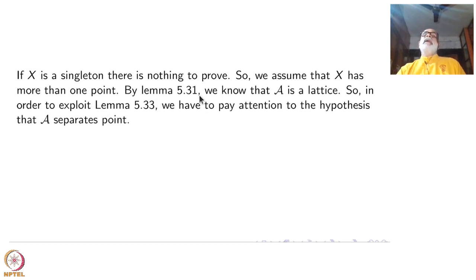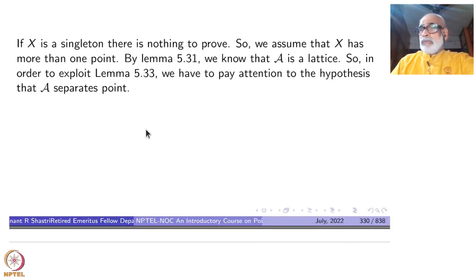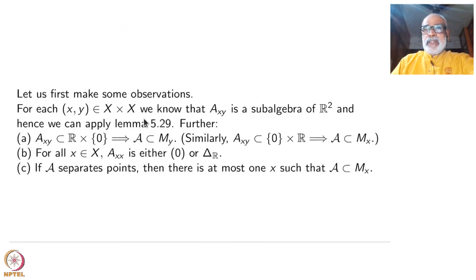By Lemma 5.31, we know that A is a lattice. In order to exploit Lemma 5.33, namely the classification of subalgebras of R cross R into 5 classes, we have to pay attention to the hypothesis that A separates points. Namely, we have to come down to this A_xy, as I have explained. That is the only thing that's left out. We have done all other preparations. So let us do that.